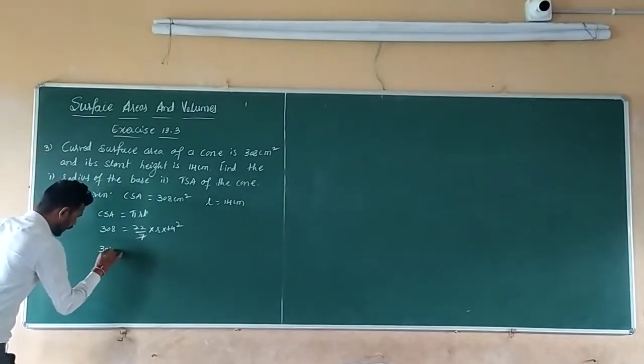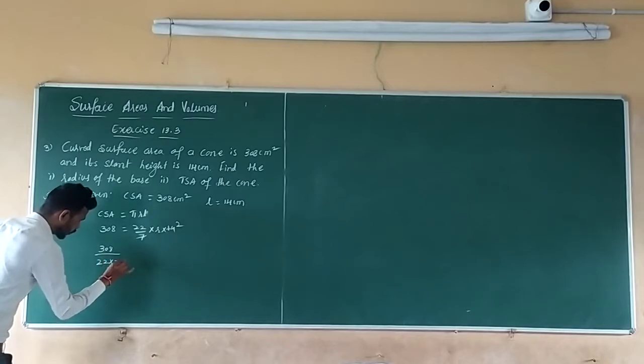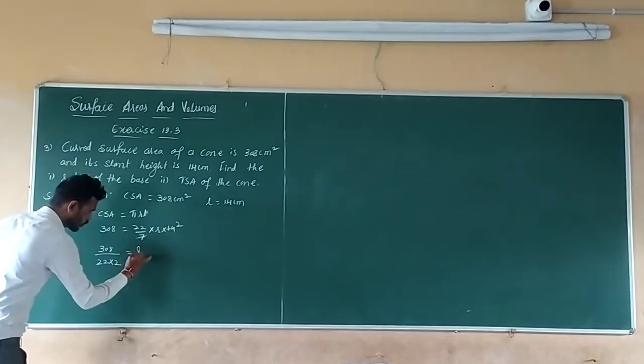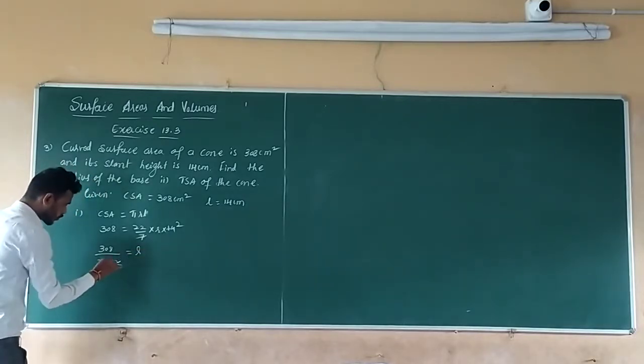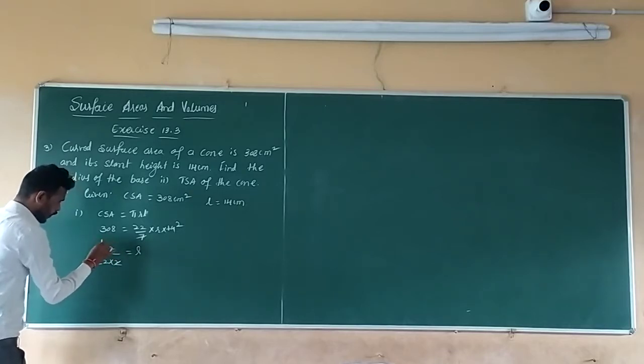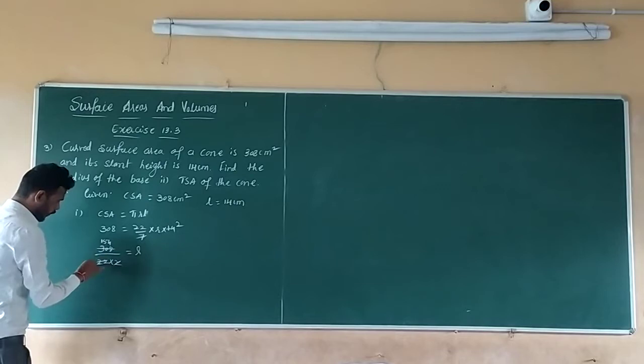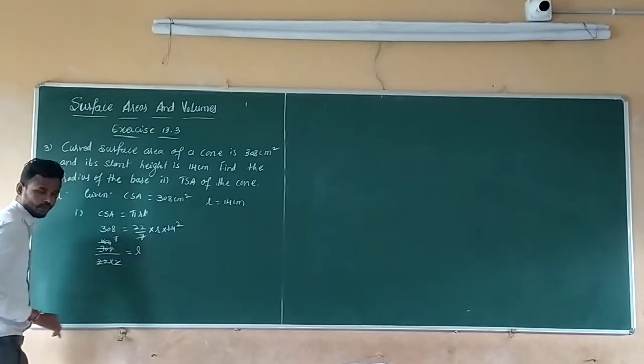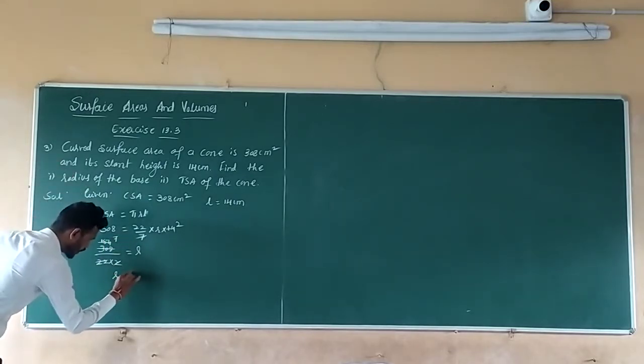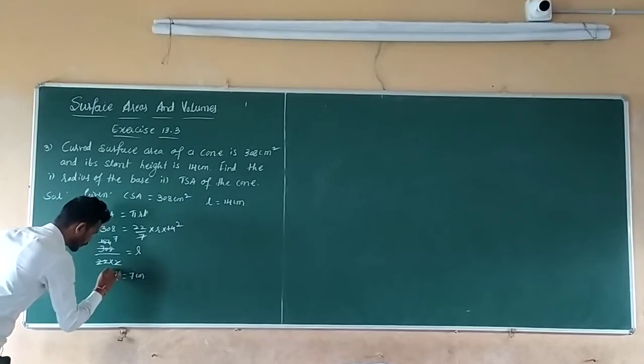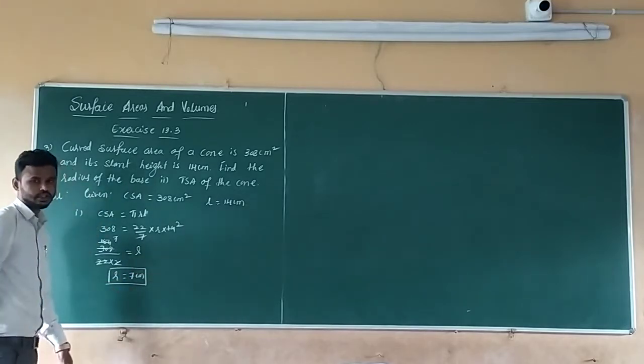So 308 divided by 22 into 2 is equal to r. 22 sevens are 154, 22 into 14 is 308. So the radius is equal to how much? 7 centimeters.